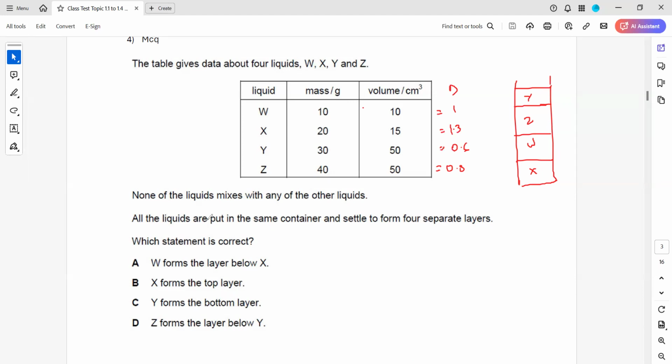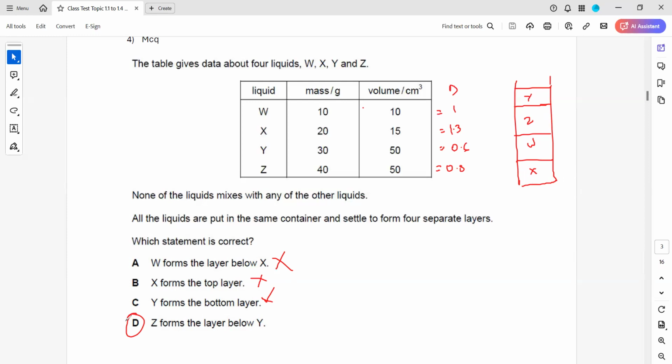So when we check the options, W forms the layer below X. That is wrong. W is above X, so this statement is wrong. X forms the top layer. X does not form the top layer. X forms the bottom layer. Y forms the bottom layer. Y forms the top layer. Z forms the layer below Y. So Z forms the layer below Y because Z has a higher density compared to Y. So whenever we mix the liquids, the least dense will be at the top and the most dense will be at the bottom. That's why option D is the right answer.